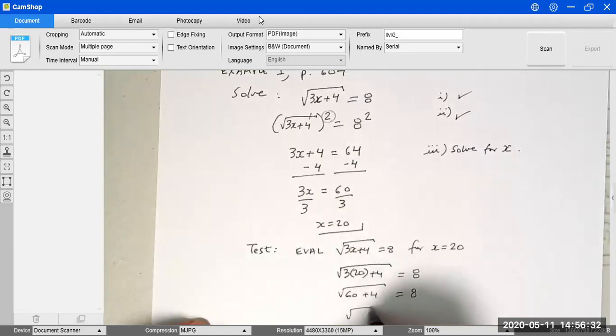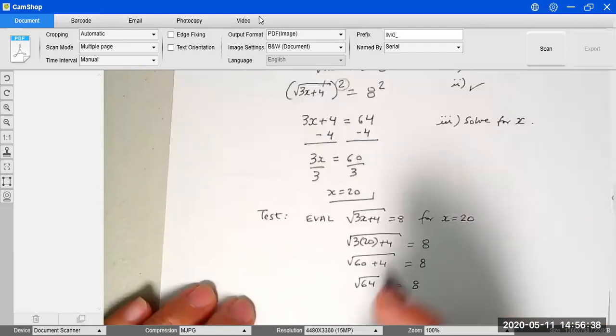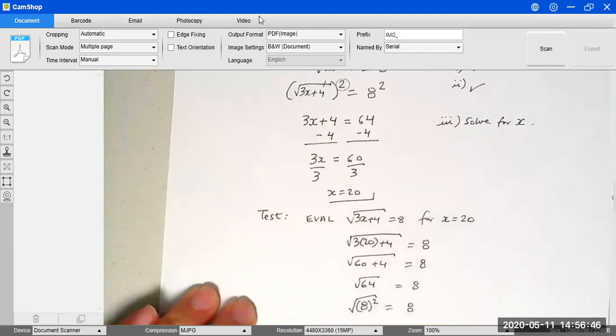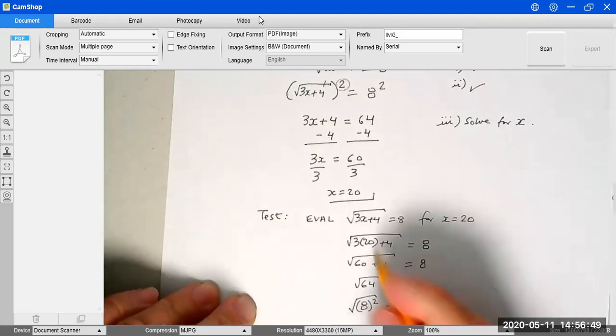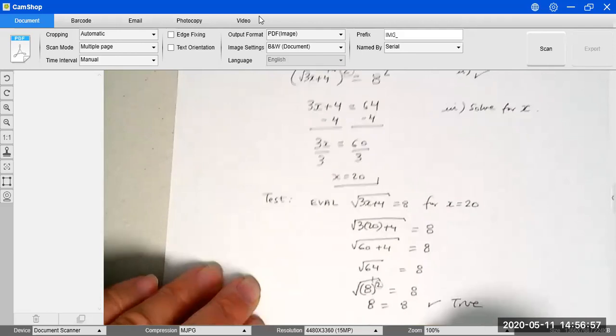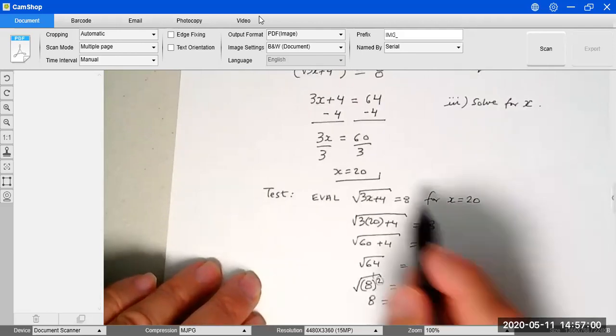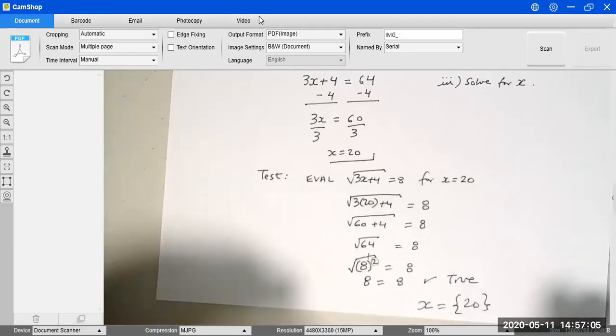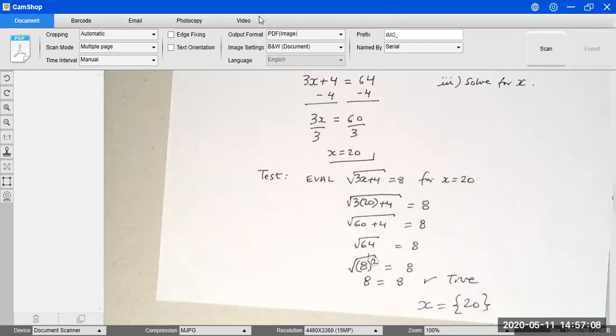Finally, we have the square root of 64 should be equal to 8. So to be sure, we need to rewrite this as a perfect square. So we know that this is the square root of 8 squared equals 8. Then you remove the radical and the exponent, and you end up with 8 equals 8, which is true. So that means that the solution is just going to be x equals 20. So that's the solution for this problem. So that's the first problem. Let's work one more problem.